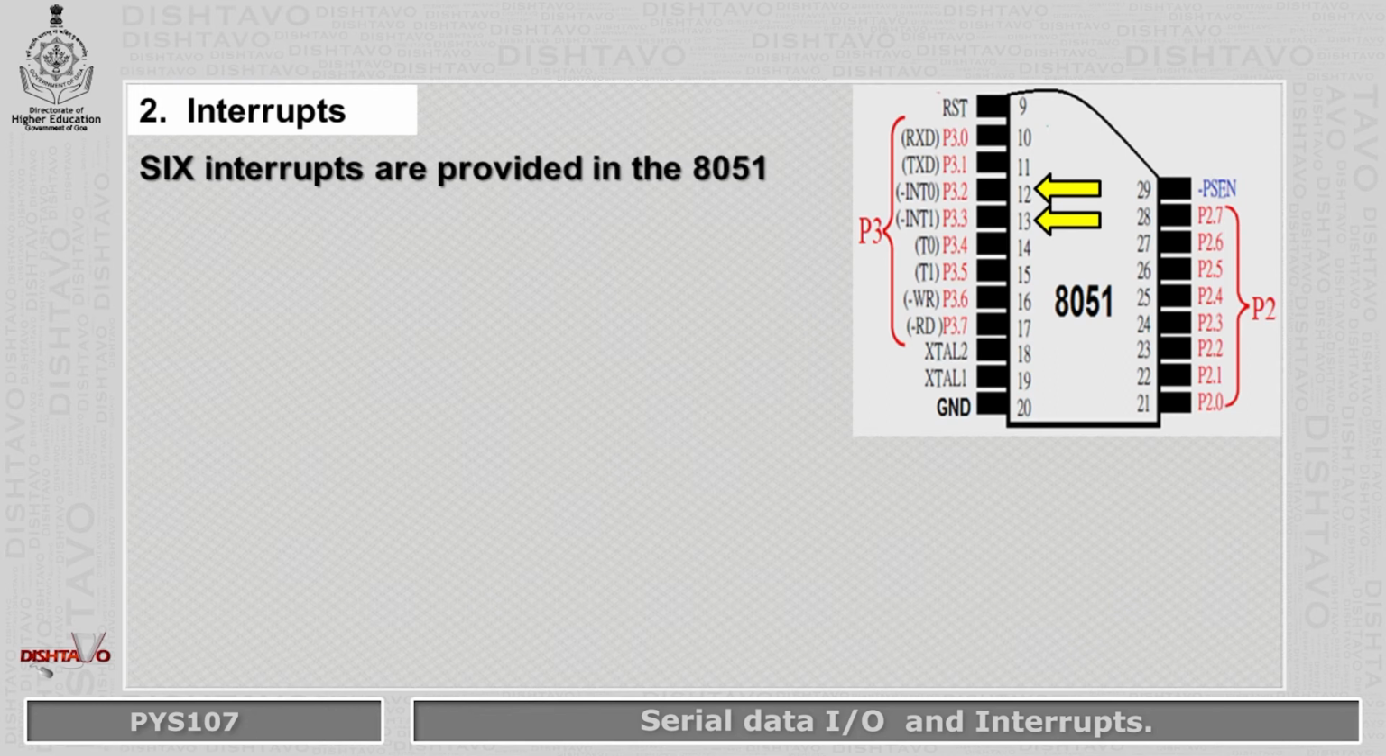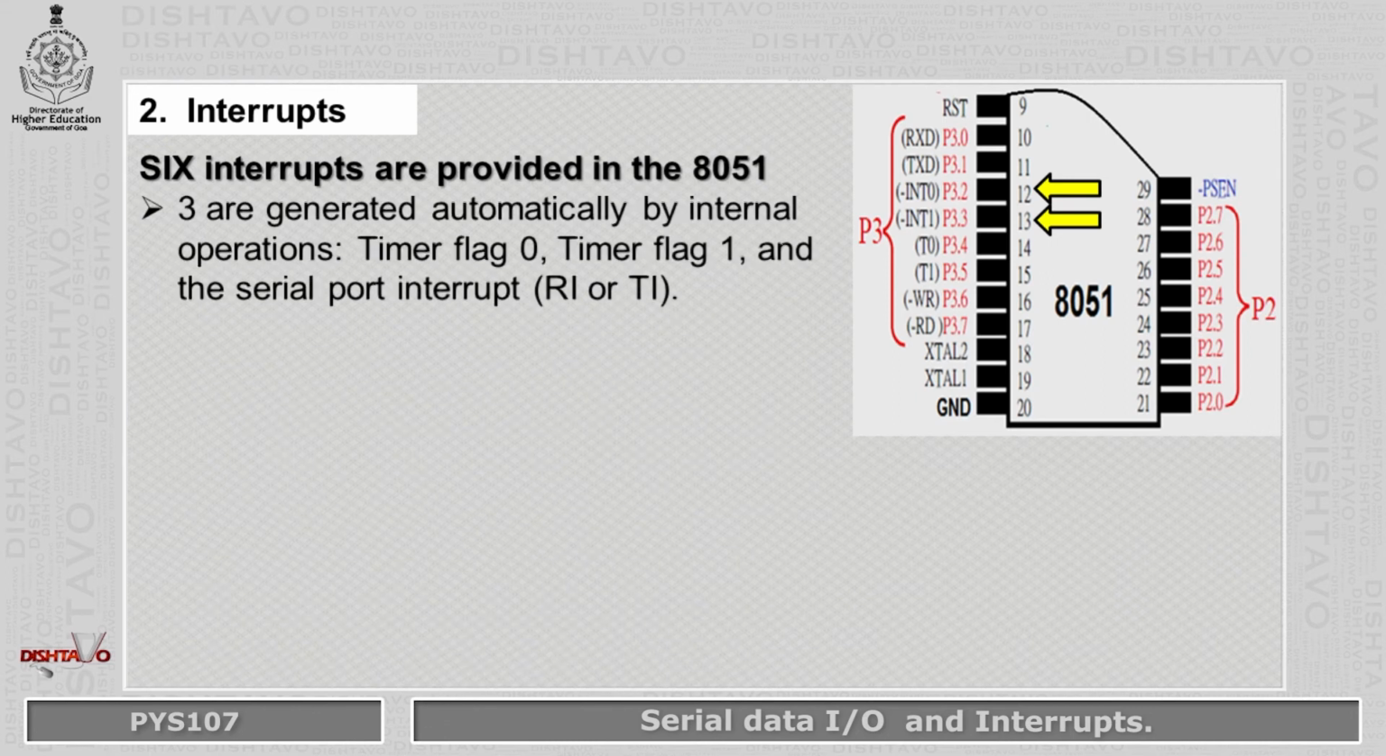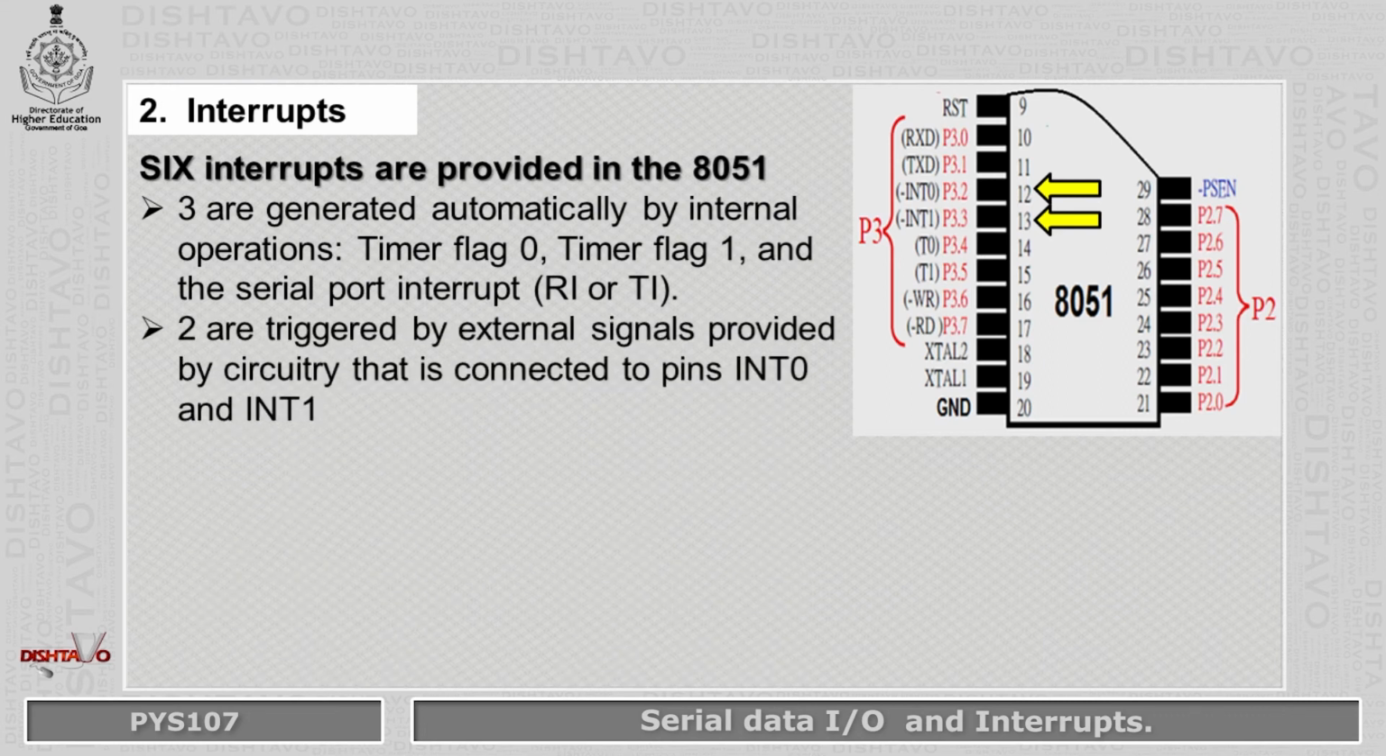6 interrupts are provided in 8051. 3 of these are triggered automatically by internal operations of timer flag 0, timer flag 1 and serial port interrupt RI or TI. 2 interrupts are triggered by external signals provided by a circuitry that is connected to pin interrupt 0 and pin interrupt 1, as shown in pin 12 and 13, that is port P3.2 and port P3.3 of the figure. Then lastly, we have a reset interrupt.